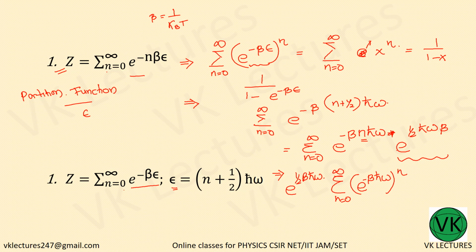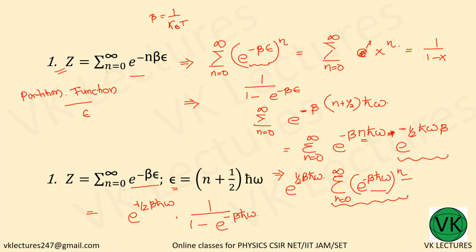Fine. Now this entire term is nothing but the sum over n equal to 0 to infinity of x to the power n, that is equal to 1 divided by 1 minus x. So e to the power minus half beta h cross omega into 1 divided by 1 minus x. x is nothing but e raised to minus beta h cross omega.